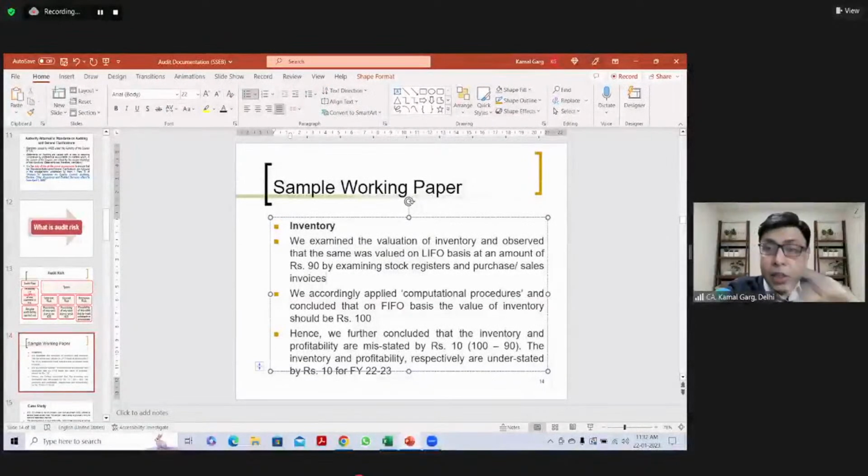So, in addition to this, what is required? For example, date. Date means on which date you prepared the working paper. Plus, who prepared the working paper. Then is reviewer, who reviewed the working paper.